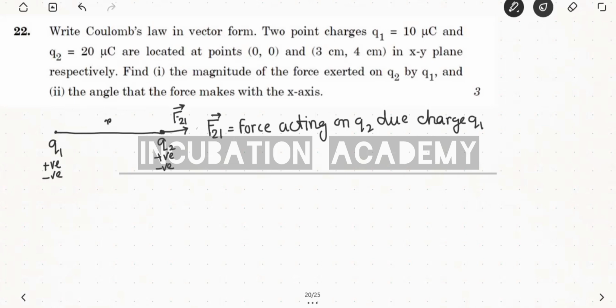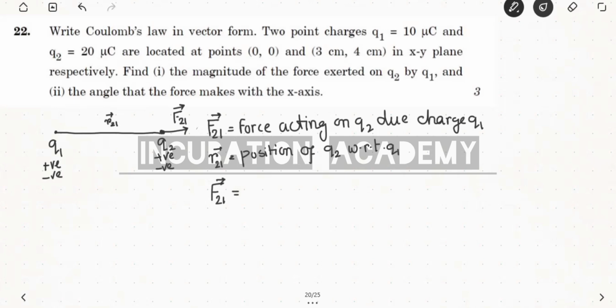Now if I say this is the R21 vector, this is the position coordinate of the charge 2 with respect to the charge 1. So R21 is the position of Q2 with respect to Q1. Clear?